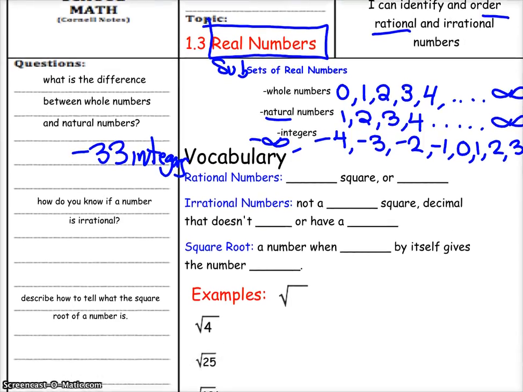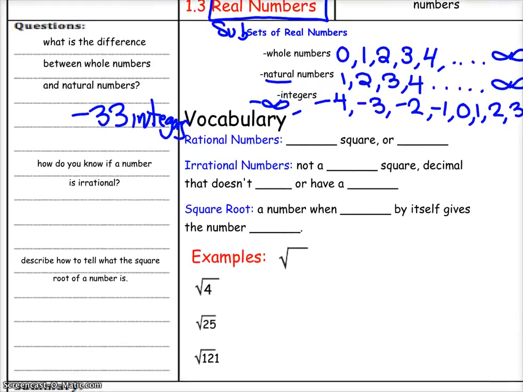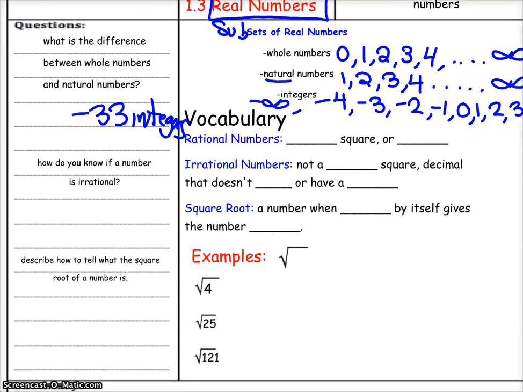Now here comes the doozy stuff. Every real number is either rational or irrational. Okay? A rational number is a perfect square or a fraction. This should be perfect square root, actually. Can you write root down? Perfect square root. Or a fraction.